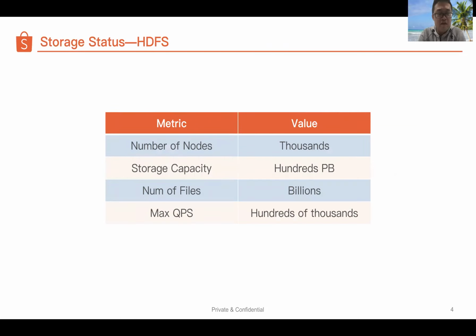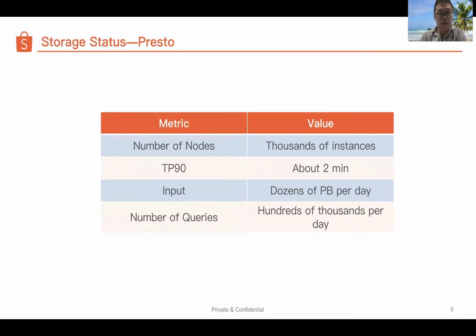Let us see some metrics. This is about HDFS. The number of nodes is thousands. The storage capacity is hundreds of PB. The number of files is billions. The master QPS is hundreds of thousands. This is about Presto. The number of nodes is thousands. The TP99 is about 2 minutes. The input is thousands of PB per day. The number of queries is hundreds of thousands per day.